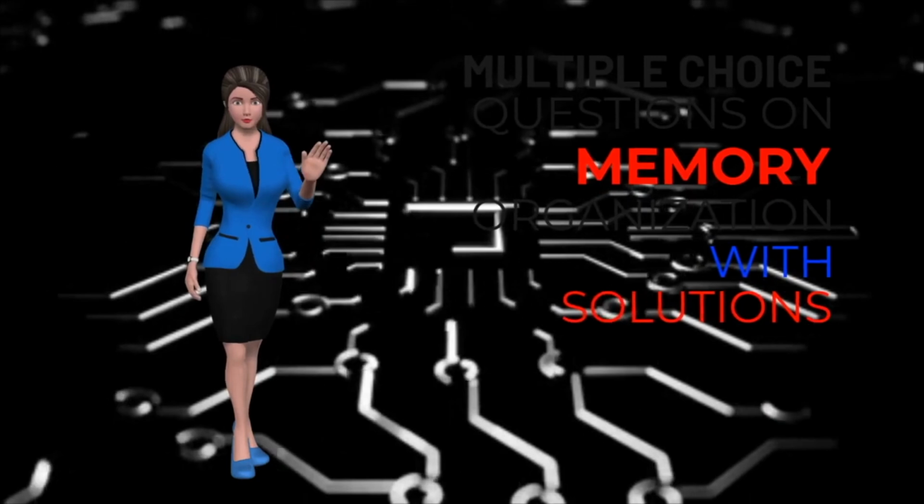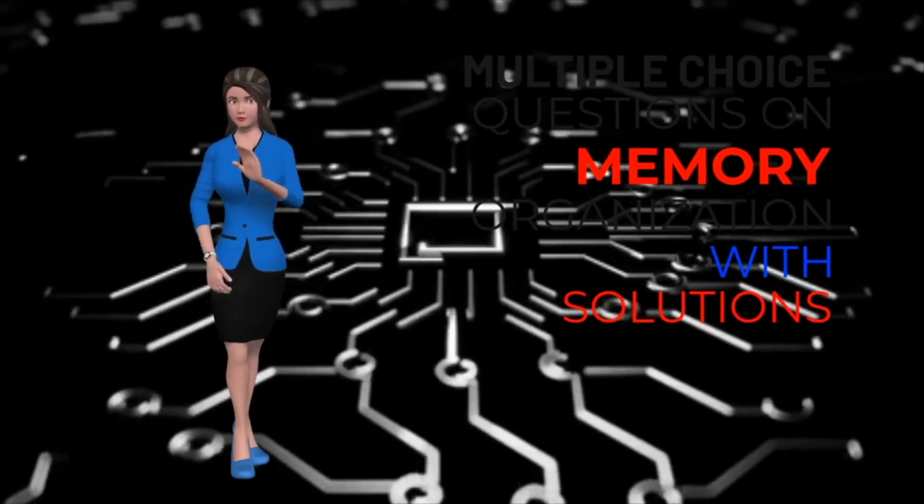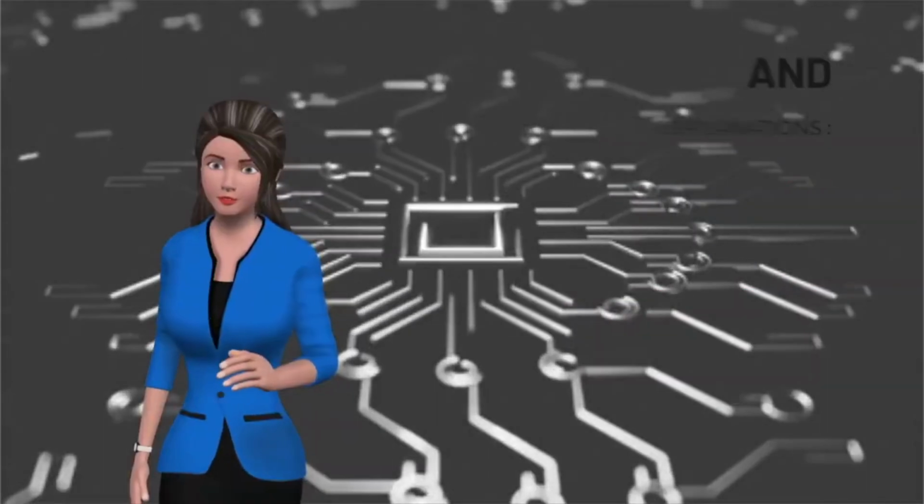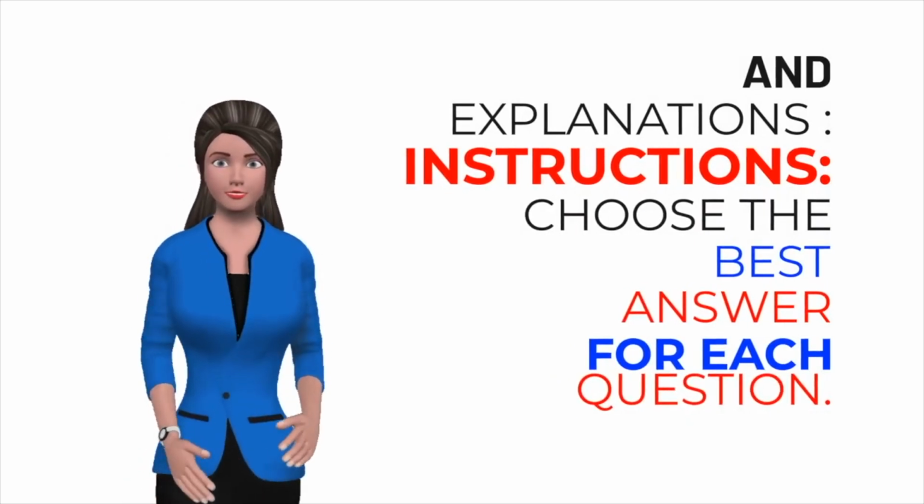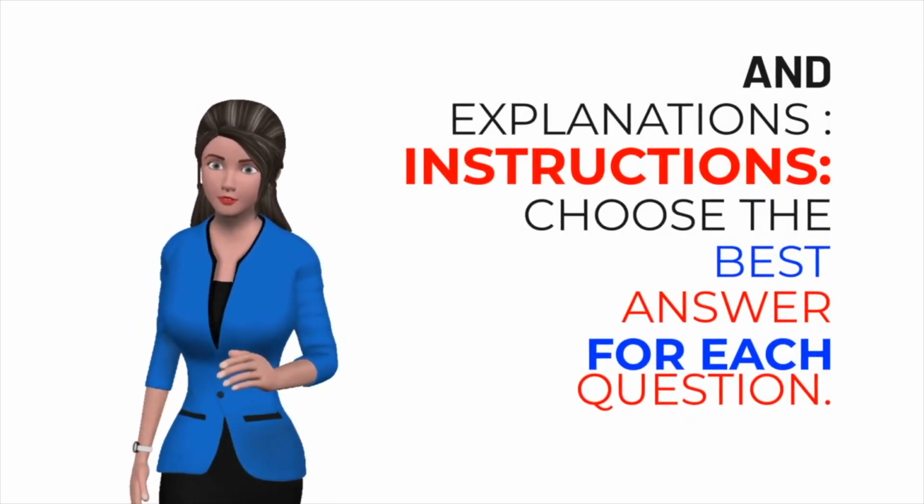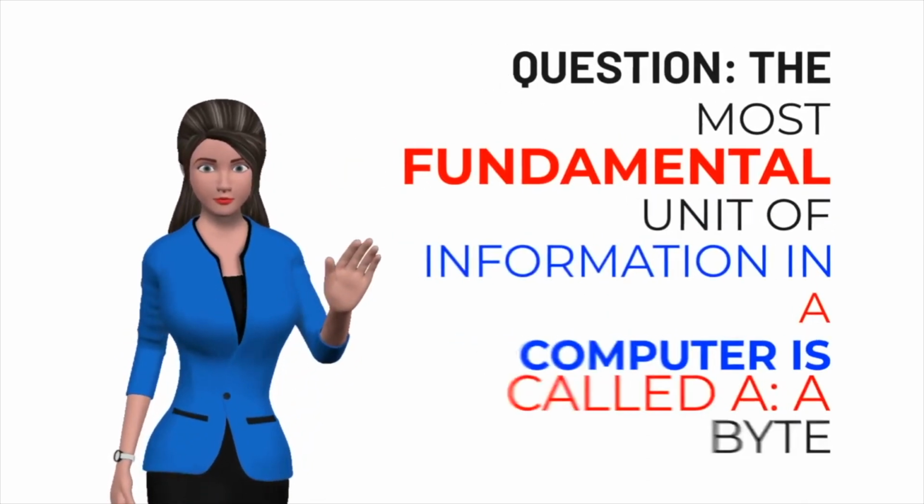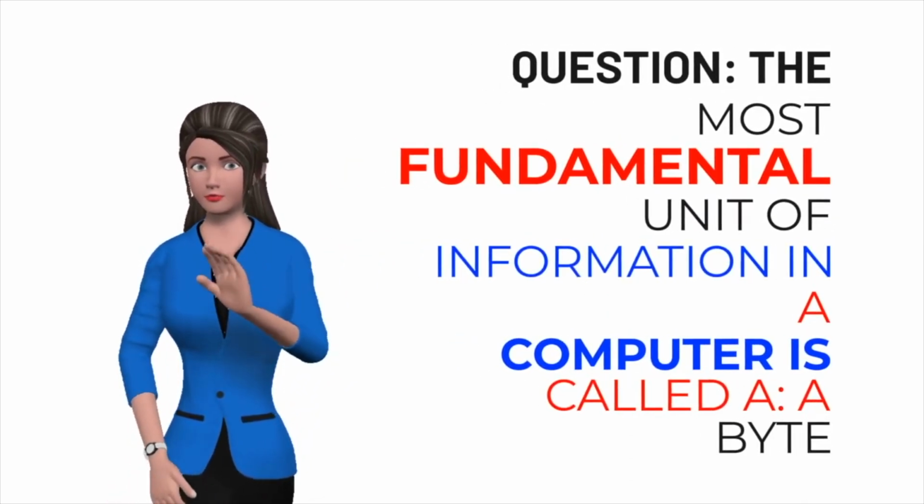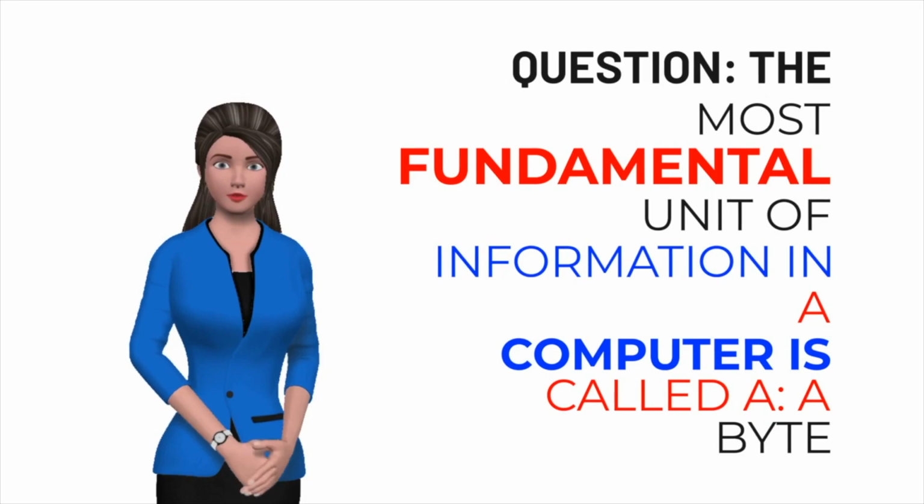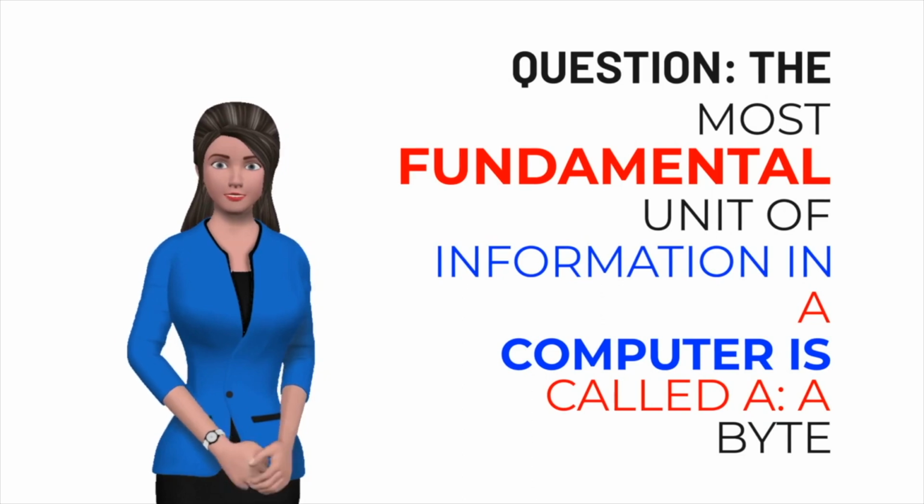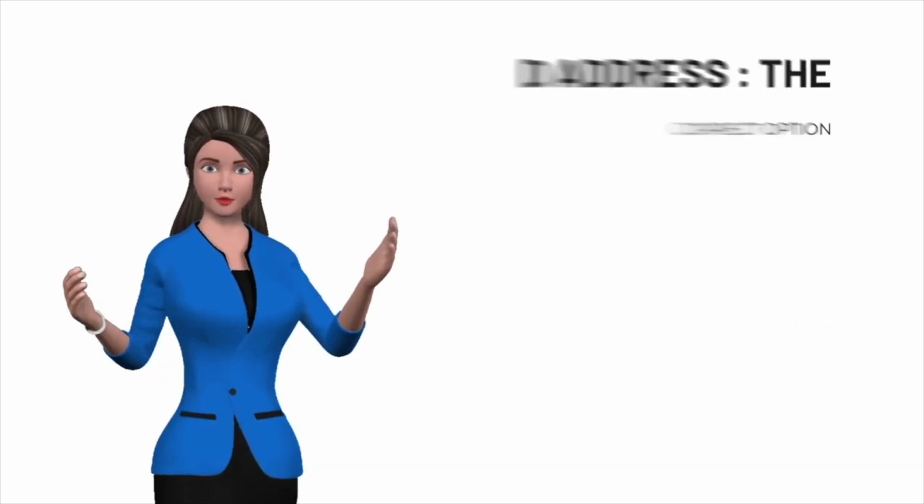Multiple choice questions on memory organization with solutions and explanations. Instructions: Choose the best answer for each question. Question: The most fundamental unit of information in a computer is called a: A, byte. B, word. C, bit. D, address.